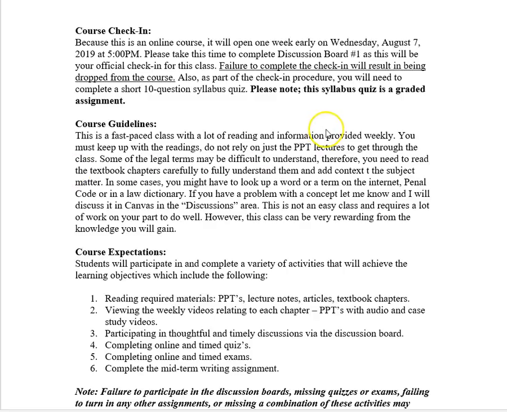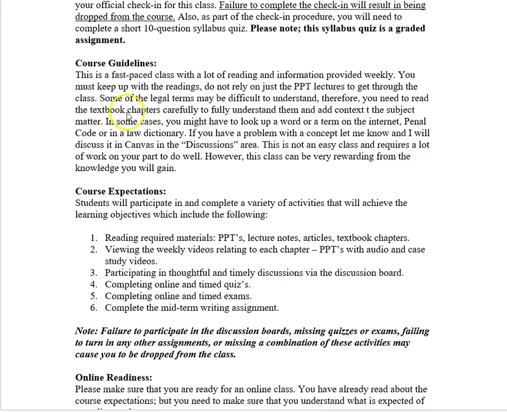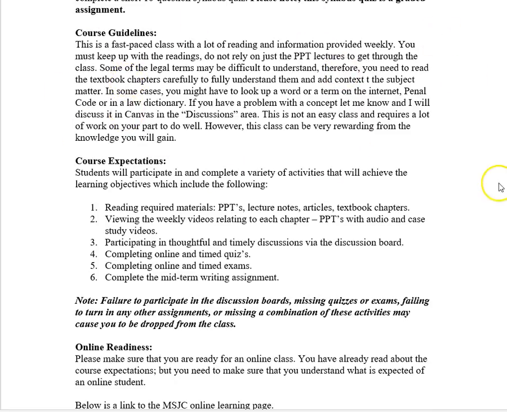So with that being said, we'll move on to the course guidelines. This is somewhat of a fast-paced course. It's got some reading and some information that you need to do weekly. To be successful, you need to keep up with the readings. Don't just rely on the PowerPoint lectures to get you through the class. Now, some of the legal terms at first, because you don't know them, might be difficult to understand. Therefore, you need to read the textbook chapters. There's my pitch for the book again.